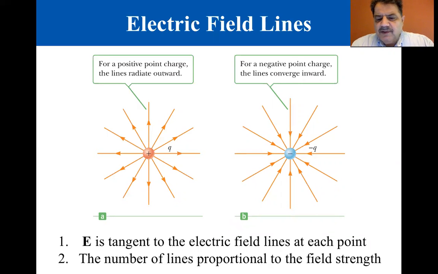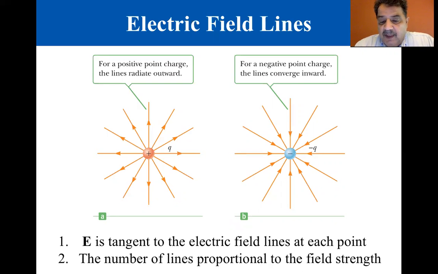To help visualize the electric field, we can draw lines pointing in the direction of the electric field vector at any point. These lines, which were introduced by Michael Faraday, are called electric field lines, and they are related to the electric field in any region of space in two ways.